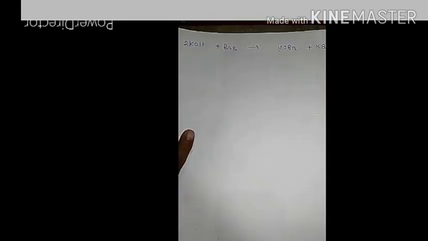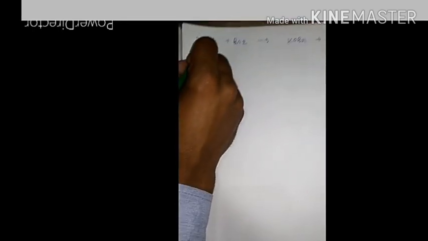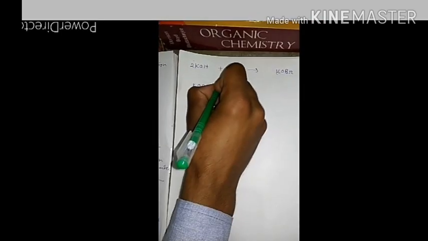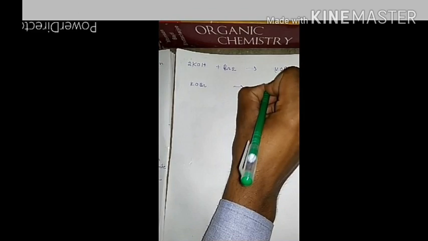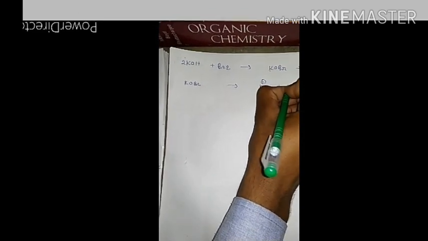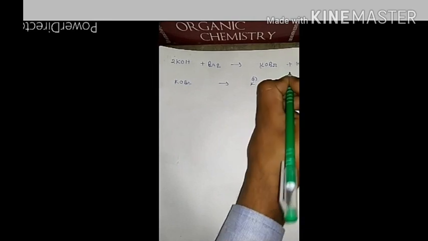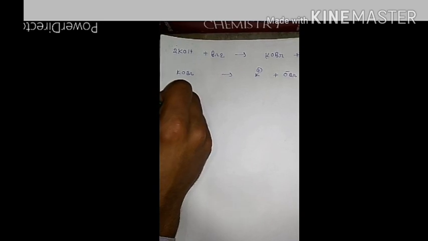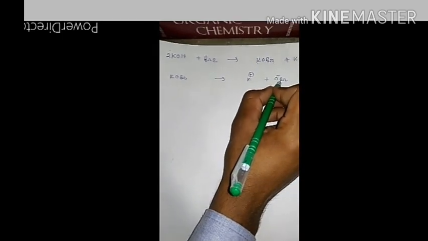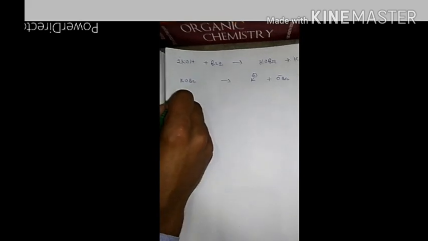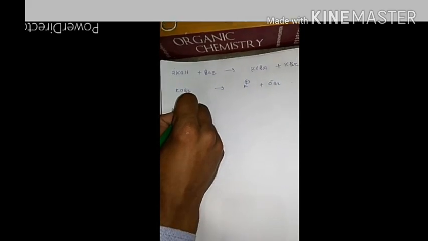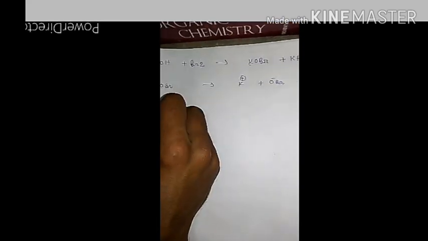Now this potassium hypobromite breaks into potassium and bromate ion. In the next step, this bromate ion attacks our primary amide compound to form N-bromamide.